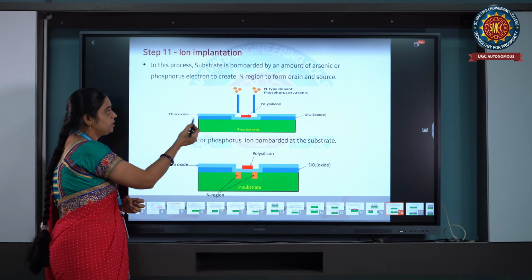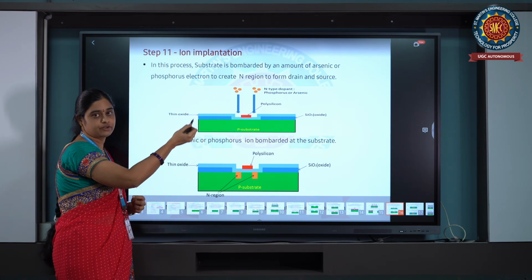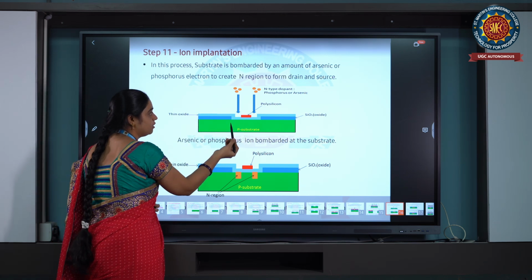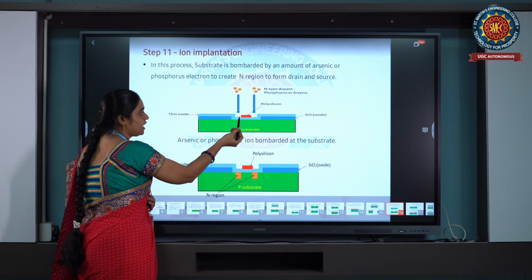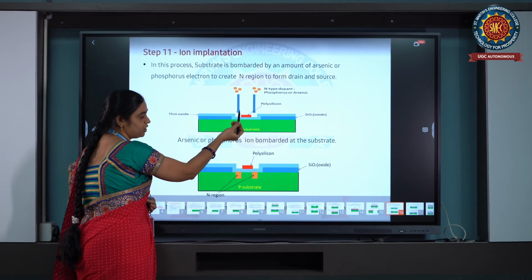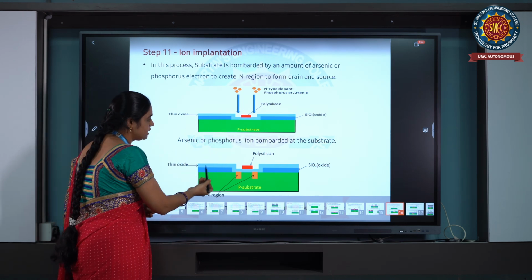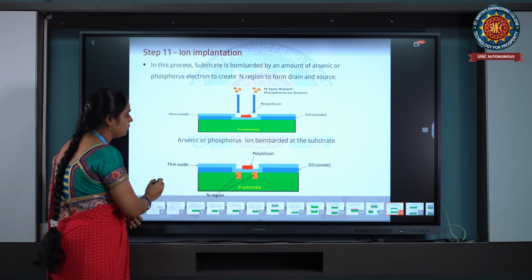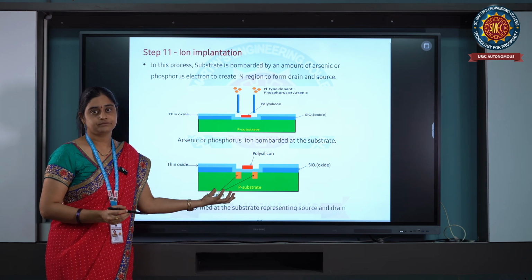Now in the ion implantation method, we have bombarded the ions, which are phosphorus ions, into the substrate at these two regions, one for the source and the other for the drain. And we have the gate at the center, which is polysilicon, represented in red color here. Now we are placing N diffusion and P diffusion here. You can clearly observe these two N regions are our next two terminals.